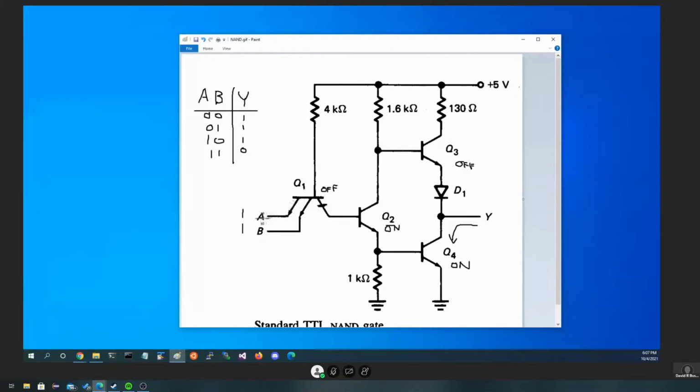Now, if we have one on, say B was on, now we do have a path from 5 volts through the transistor, meaning this transistor would no longer be off, it would be on. Because it's on, this point here becomes 0, turning this off. And if that's off, this transistor can get biased by current flowing that way, turning it on.